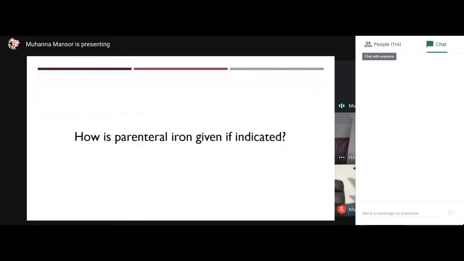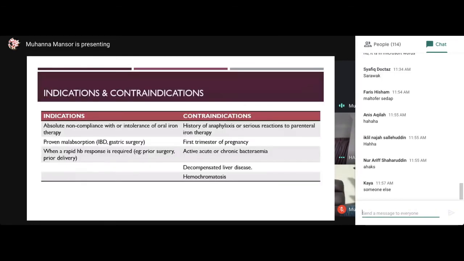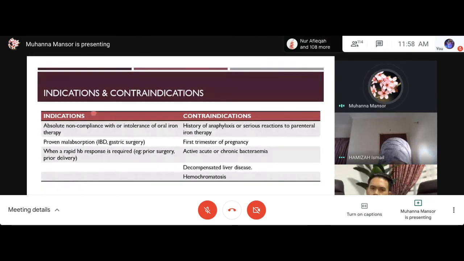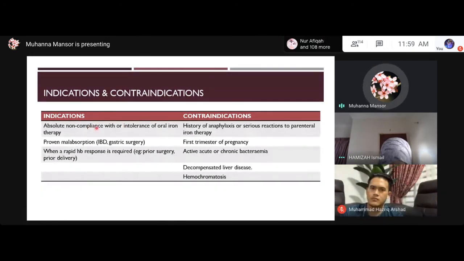So the first one is how is parenteral iron given if indicated. So first, what are the indications? I think this was already explained by Kaya. Just a quick revision. Usually in pregnancy, we consider it where the patient is intolerant of the oral iron therapy, or they were not really complying despite our advice. And then if oral iron is not helpful, it means the patient is already optimized, already compliant, but still the HB will not pick up. So we consider the parenteral.